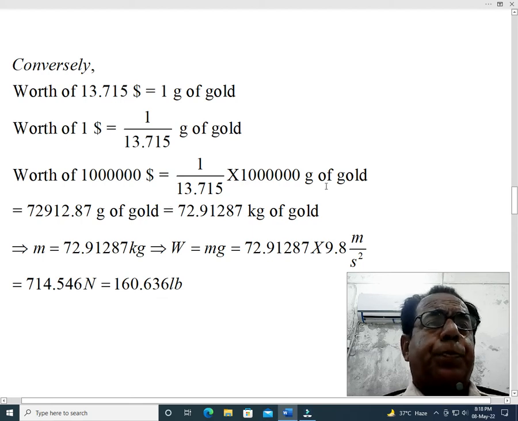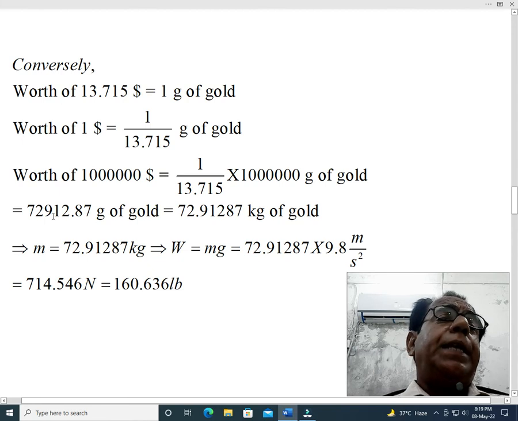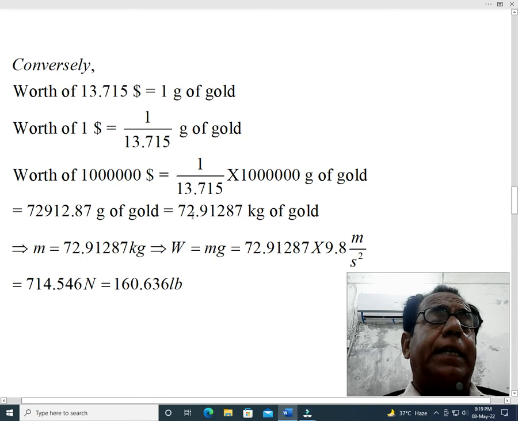And hence after simplifying, this becomes equal to so many gram of gold. If we divide this quantity by 1000, then this gram will be converted into kilogram. So it alternatively becomes equal to 72.91287 kilogram of gold. This implies that this is M, mass, that is 72 kg.